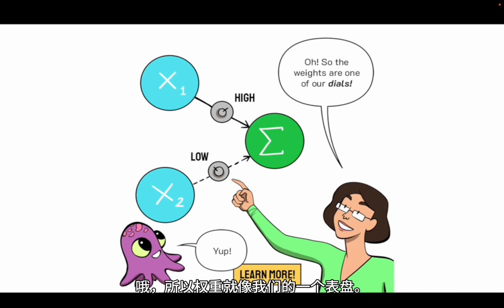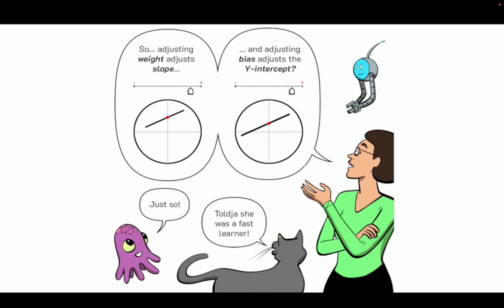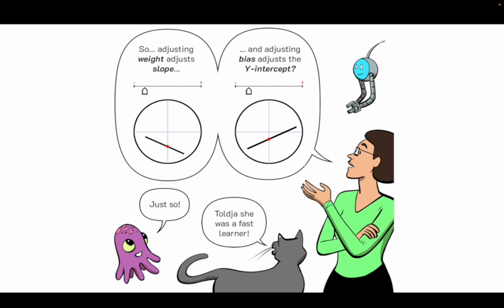Oh, so the weights are one of our dials. Yep. Another is the bias, an offset to the whole sum that's also adjustable by weight. So, adjusting weight adjusts slope, and adjusting bias adjusts the y-intercept? Just so. Told you she was a fast learner.